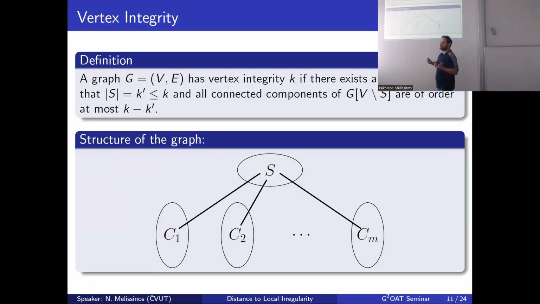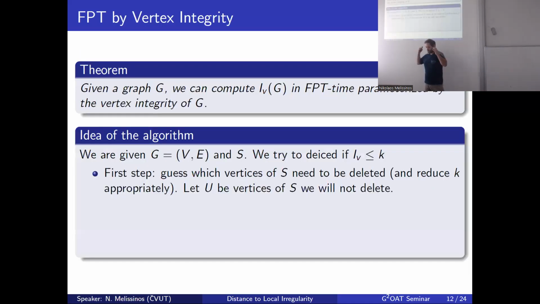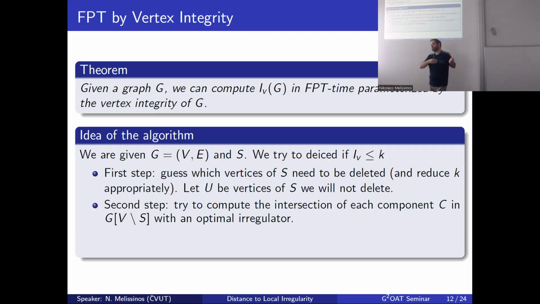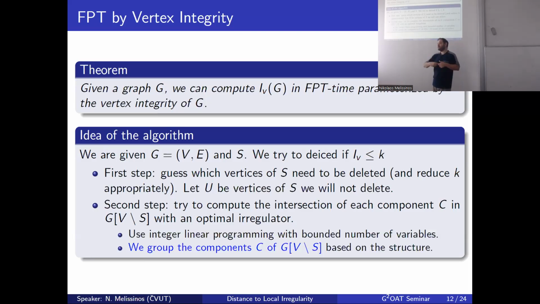So how are we going to try to utilize that? In the first step, you can easily guess the intersection of your vertex regulator with the set that you need to delete in order to have the small components. Then you try to compute the number of vertices that need to be in each component. And to do that, you use integer linear programming, where you can group some components together and say that they're going to have similar behaviors.